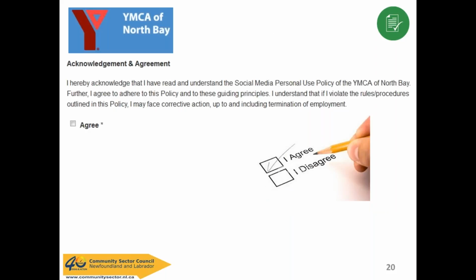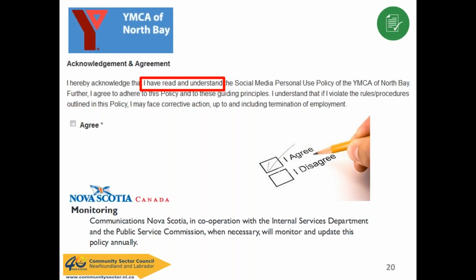And how often will the policy be reviewed? If there's no other major changes, perhaps you'll review it once a year. So this is part of the policy from the YMCA of North Bay. They get the readers or the audience of the policy to check off that they have read and understood it. So they need to say that they agree to adhere to it, and they understand what's going to happen if they violate it.